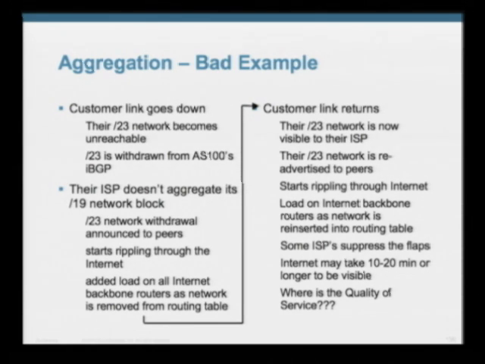Customer link returns, the /23 network is now visible, re-advertised to peers, propagates through the internet. Oh, hang about, some people are still doing flap damping. So does it actually propagate through the whole internet? No, it doesn't. Some people do flap damping, still suppress the prefix. So what happens is the internet may take 10 or 20 minutes actually to become visible, or even longer.